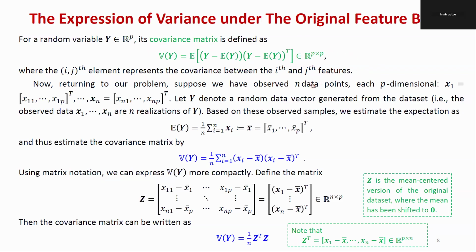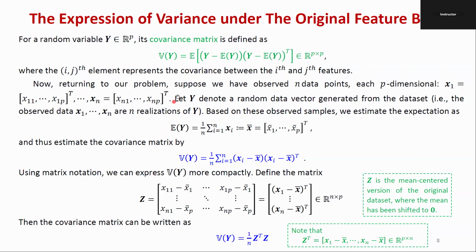So now go back to our problem. This is a beautiful mathematical formula definition. However, what we want is a practical formula. Suppose I have x1 till xn, these n data points, each has p features. Suppose I have that kind of data. Then what is the variance, the covariance matrix of this? That's what I want to ask.